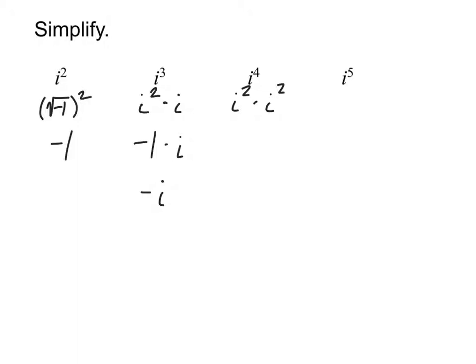And I know what i squared is, of course. I know that's -1, so it ends up being -1 times -1. And what's -1 times -1? 1. So i to the 4th ends up equaling 1.